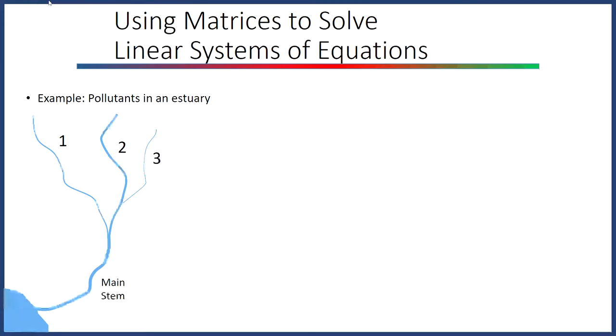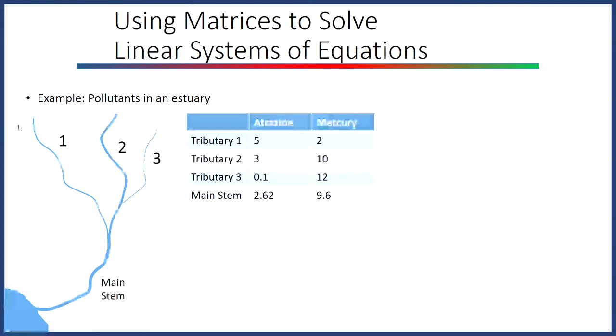In order to solve this problem, you've gone out and you've measured the concentrations of two pollutants, atrazine and mercury, in each of the tributaries and in the main stem. You found that atrazine concentrations ranged from 0.1 to 5 micrograms per liter in the tributaries and was 2.62 in the main stem. You also found that mercury concentrations ranged from 2 to 12 nanograms per liter in the tributaries and was 9.6 in the main stem.